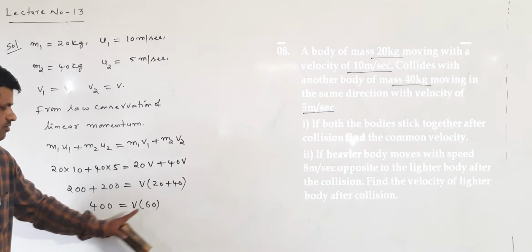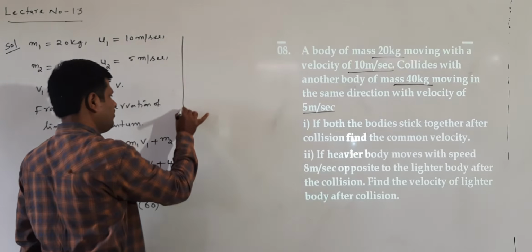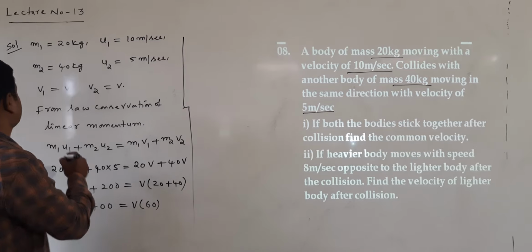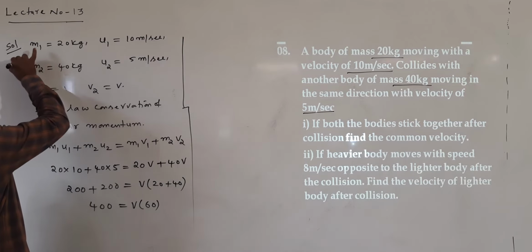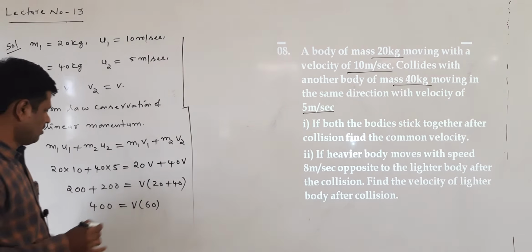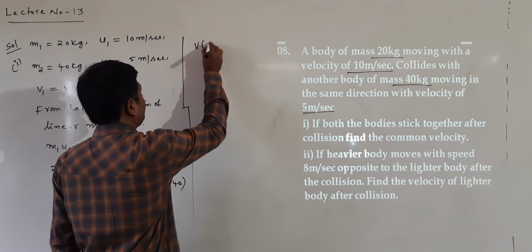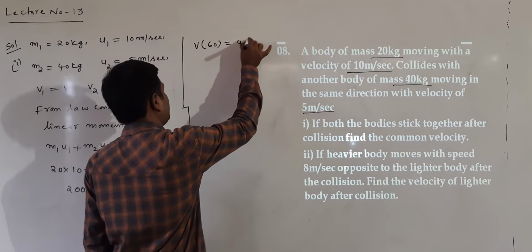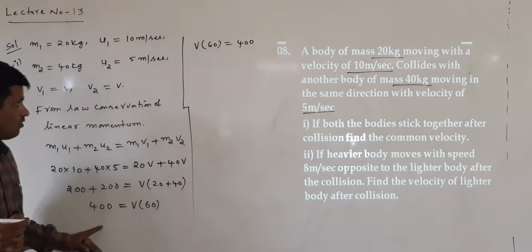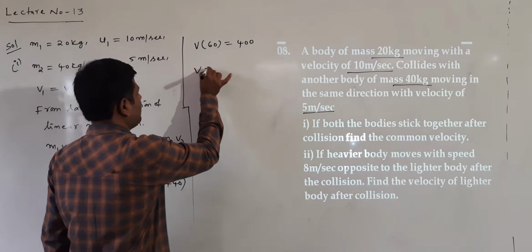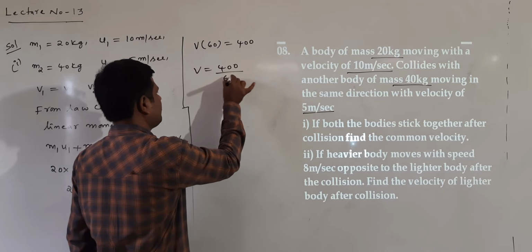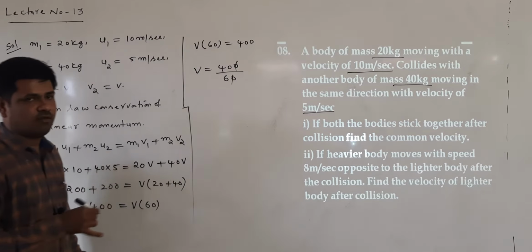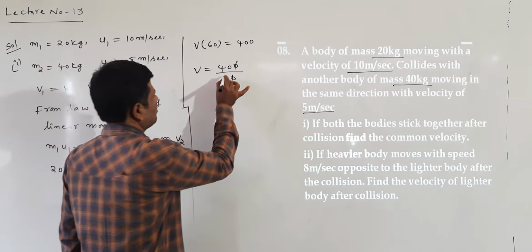20 plus 40 is equal to 60. Now we find the common velocity. Here two questions are there. This is the first solution. Now v into 60 is equal to 400. V into 60 is equal to 400. Now v equals 400 by 60. The 0 cancels.